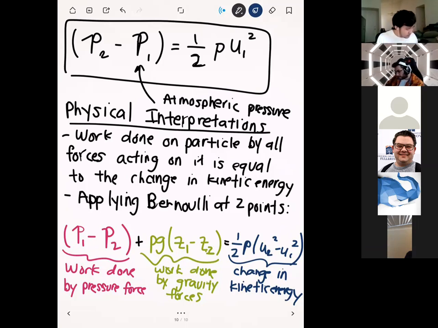Okay. And so this right here is my favorite interpretation of Bernoulli, because it makes intuitive sense, because any flowing fluid will have some kinetic energy because it has velocity, and changes in that velocity will be accomplished by work done by the different forces. Any questions on this?